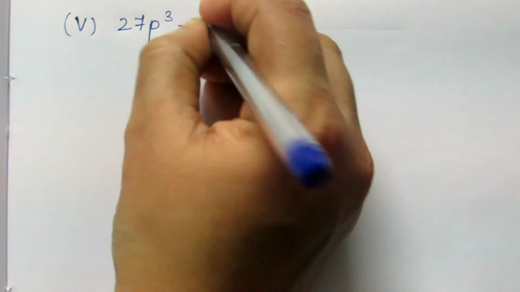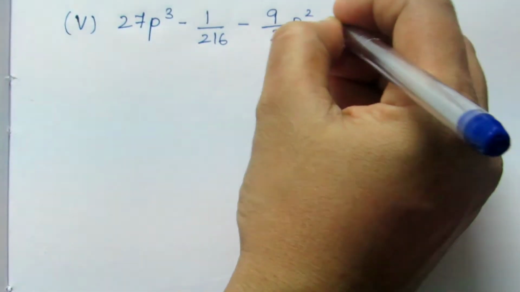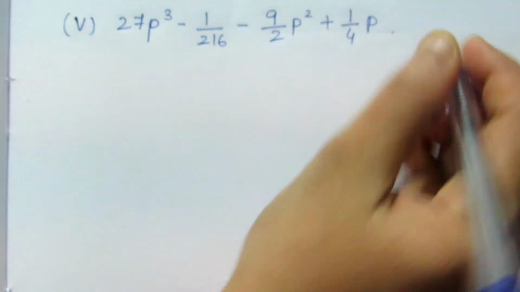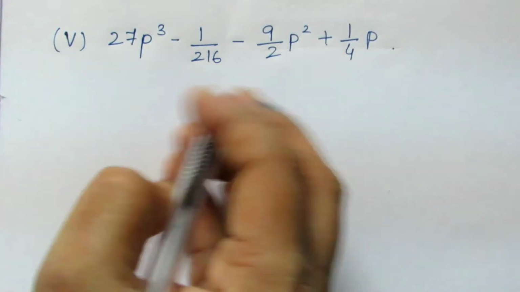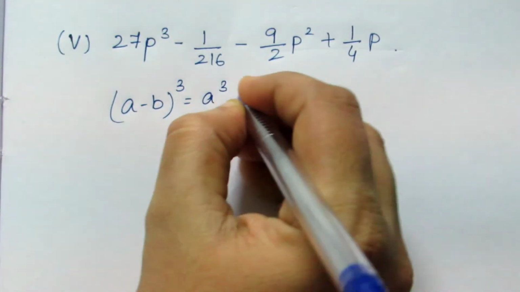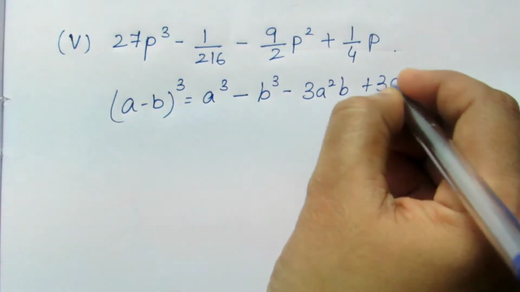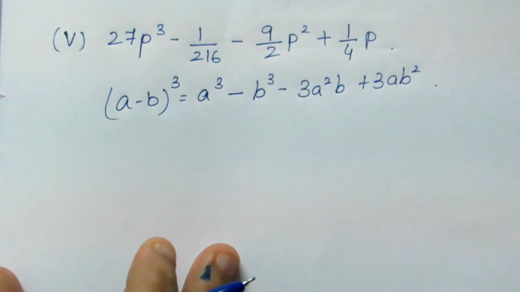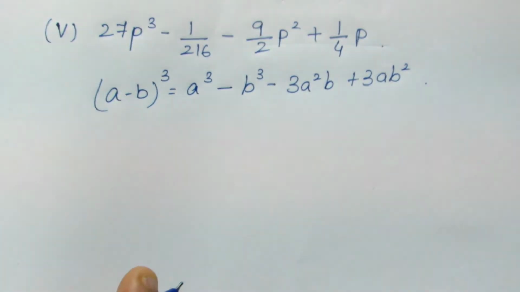Let's see the fifth sum. In the fifth sum, the question is 27p cube minus 1 by 216 minus 9 by 2p square plus 1 by 4p. There is one plus, there is one minus, so it should be in the form of a minus b the whole cube, which is a cube minus b cube minus 3a square b plus 3ab square. Now we'll check whether it is in this form.